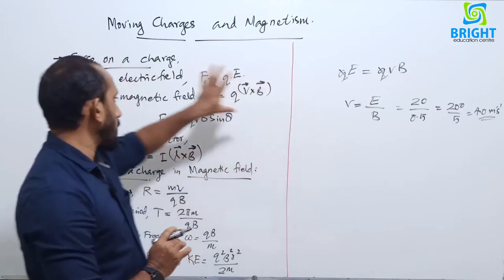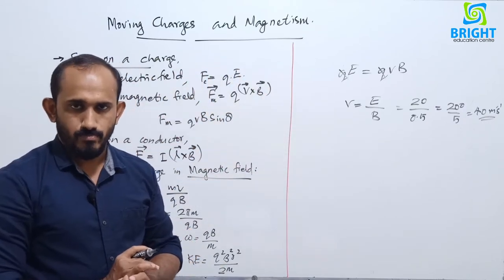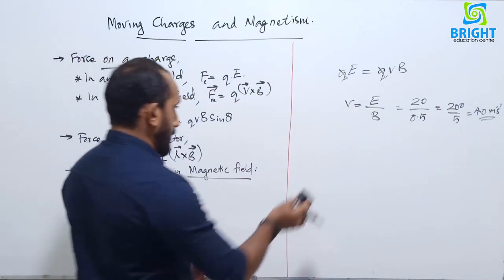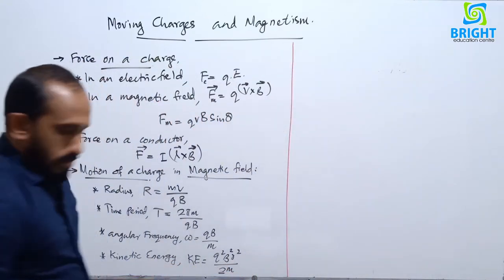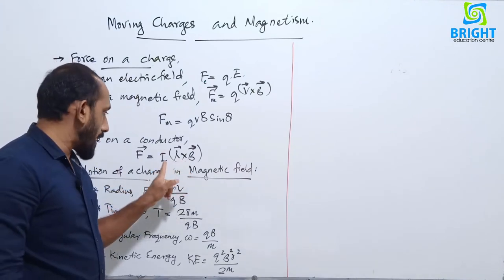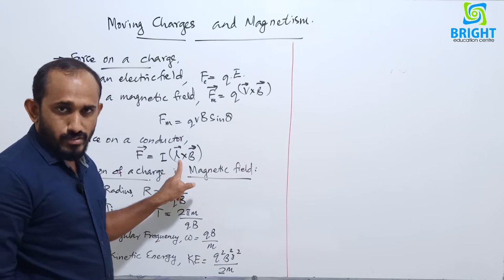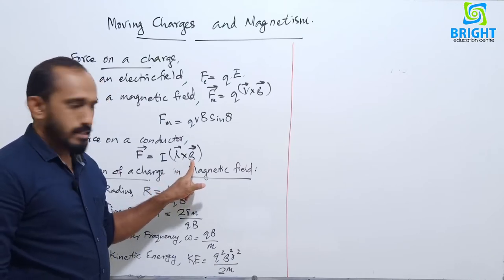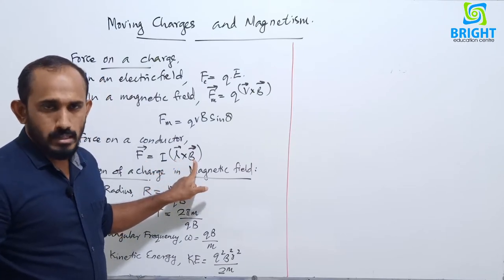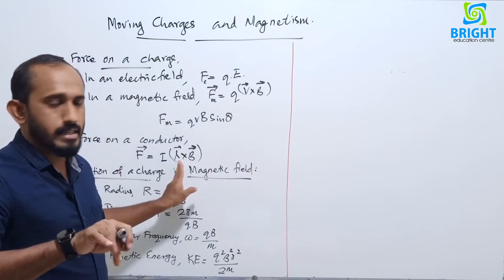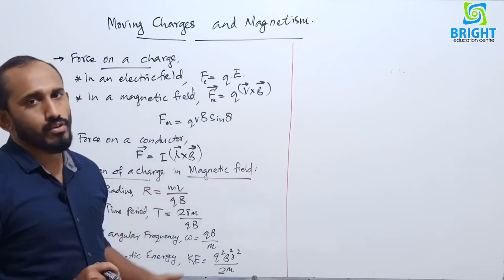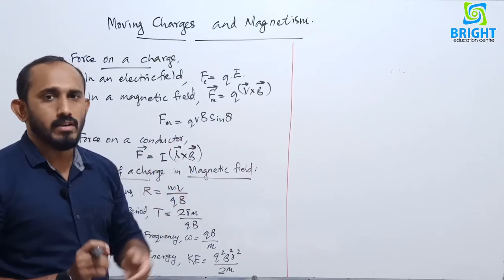I hope this concept, coming from combined electric and magnetic fields, is clear. Now we can move to the force on a conductor if you keep it in a magnetic field. Force on a conductor is F equal to I into L cross B, where I is the current passing through the conductor, L is the length of the conductor, and B is the magnetic field. The force F will be perpendicular to both length and magnetic field intensity. Actually this length is considered in the direction of current, so we make L a vector. So here also the force is perpendicular to both current and magnetic field. That is the meaning of this.